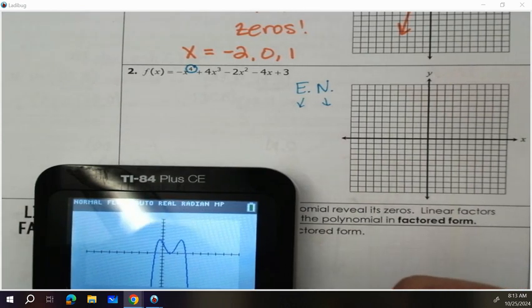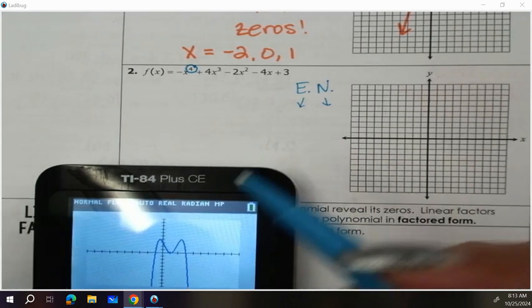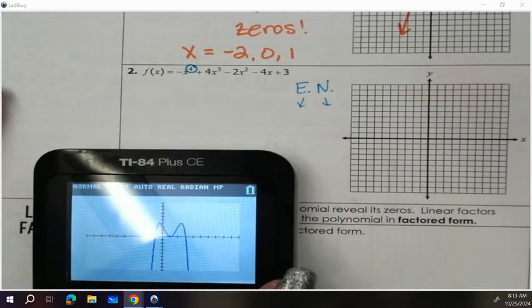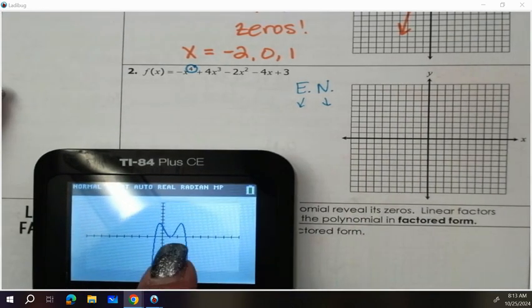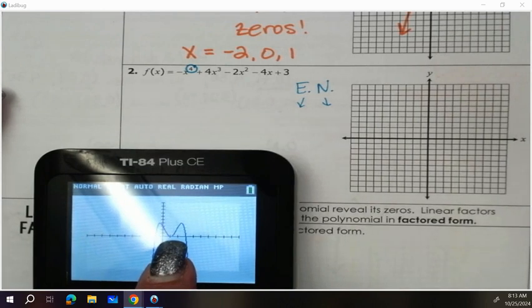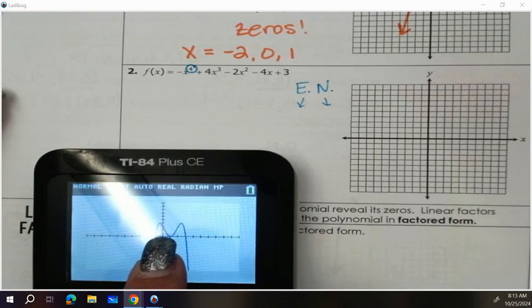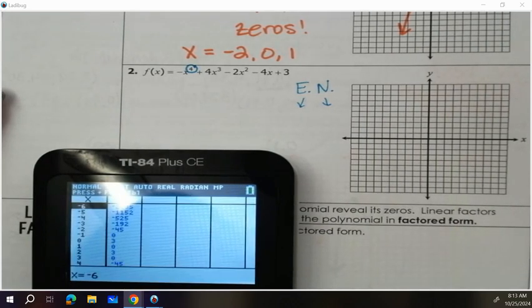How many times does it look like this guy crosses the x-axis? 3. But instead of crossing one time, what does it do? This isn't crossing. What's this doing? Bouncing like a ball? It's not crossing right here, guys. It's bouncing. Do you see how it's not going across the x-axis? It's bouncing on it. All right, let's go to our table and identify these guys.